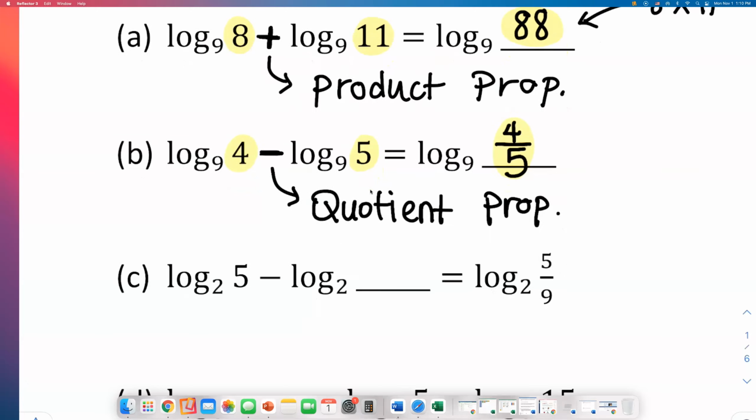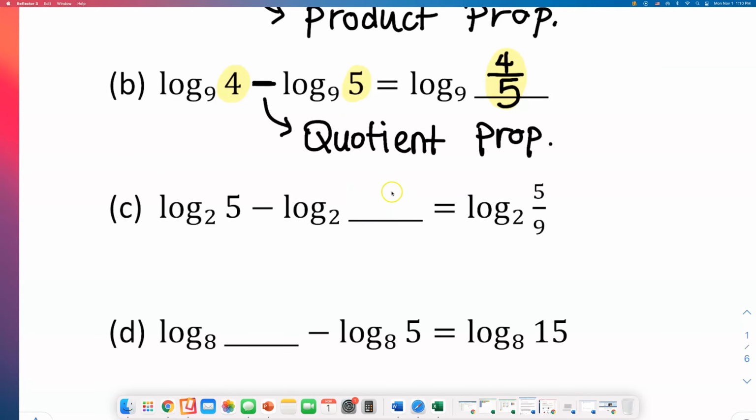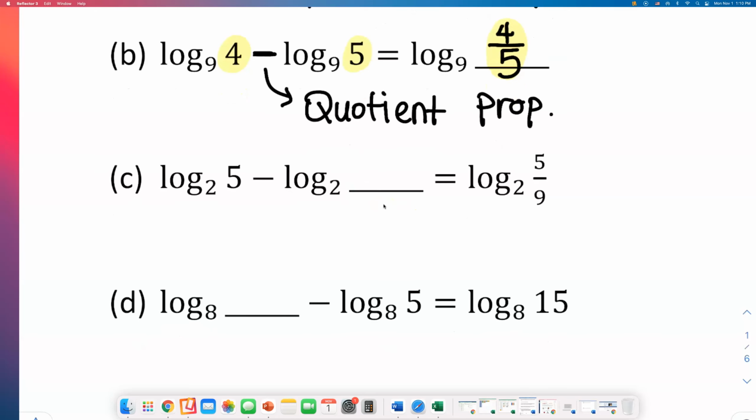Okay, how about the next one? Well, this one, we're finding the missing argument on the left side. So let's see, log base 2 of 5 minus, look, a minus sign connects these two log expressions. So I'm going to go with the quotient property.